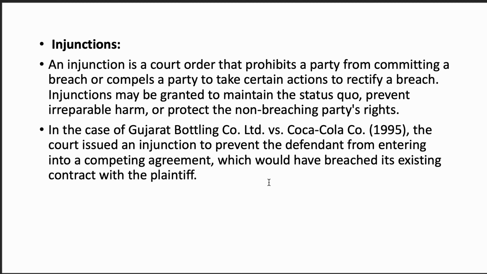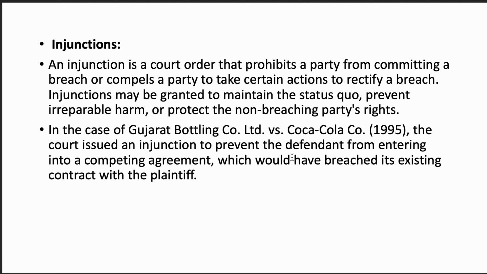In the case of Gujarat Bottling Company Limited versus Coca-Cola Company, 1995, the court issued an injunction to prevent the defendant from entering into a competing agreement. What happened here was, the court issued an injunction to prevent the defendant, the Coca-Cola company, from entering into a competing agreement. Coca-Cola was entering into a competing agreement with someone else, and to stop that, the Gujarat Bottling Company Limited brought an injunction, as it would have breached its existing contract with the plaintiff.